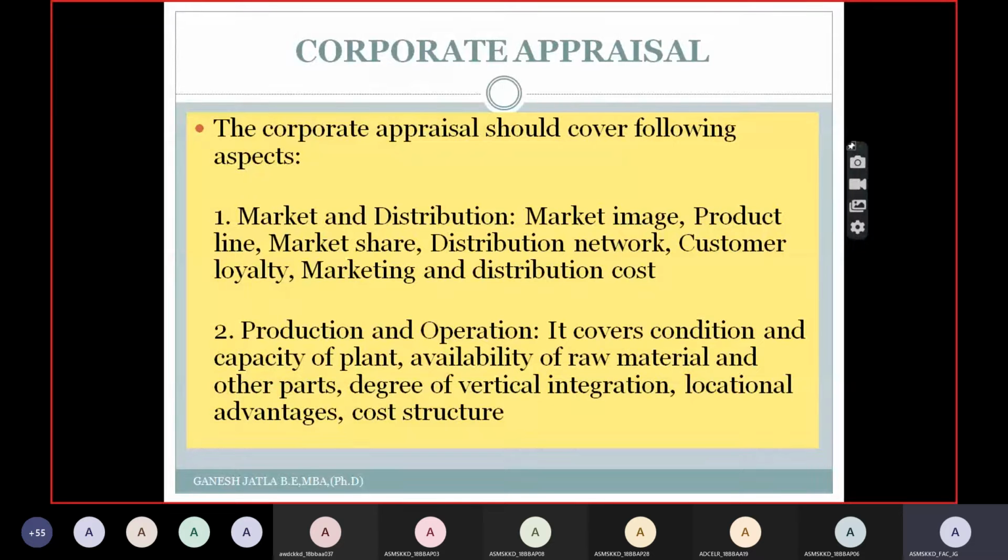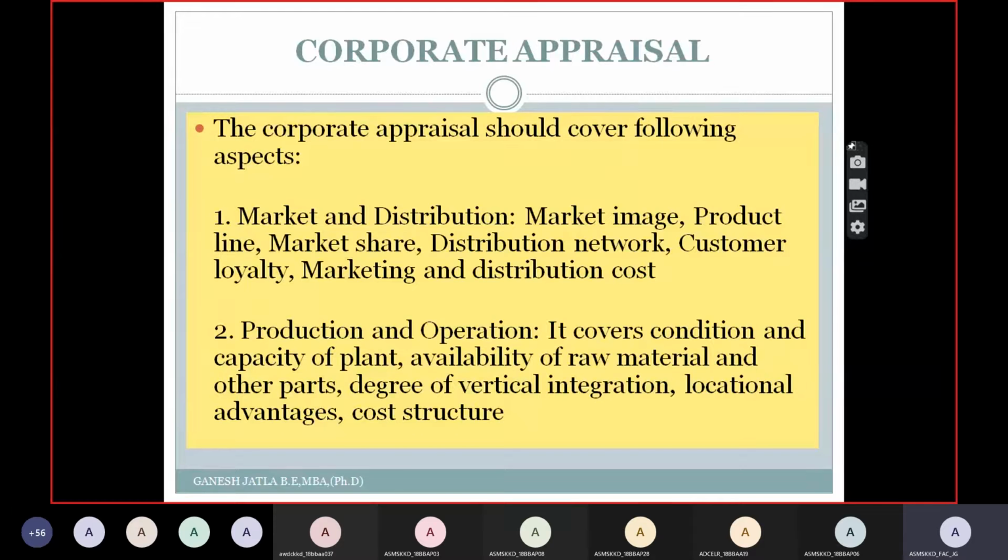So what are the general appraisal systems? In corporate appraisal we follow these aspects. The first aspect is you check for your market and distribution. While you are appraising, you take into consideration the following aspects: market image, where is your company image, product line and market share, distribution network, customer loyalty, marketing and distribution cost. So these are the parameters or metrics you generally check when you are appraising your firm in the aspect of market and distribution.